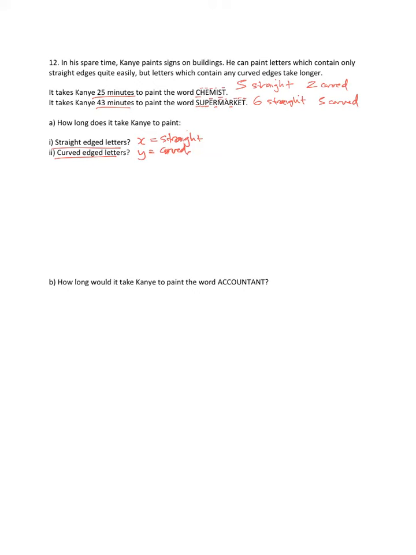If X is the time it takes to paint straight letters. So for the first equation, chemist, 5X plus 2Y is going to be 25. The second word, 6 straight plus 5 curved is 43. These are our equations now. Let's look at Y this time. Change it up a little bit.